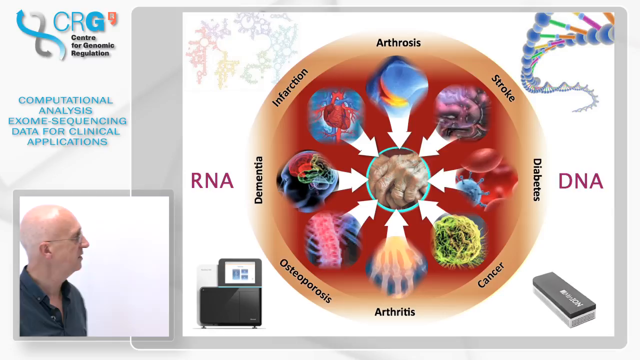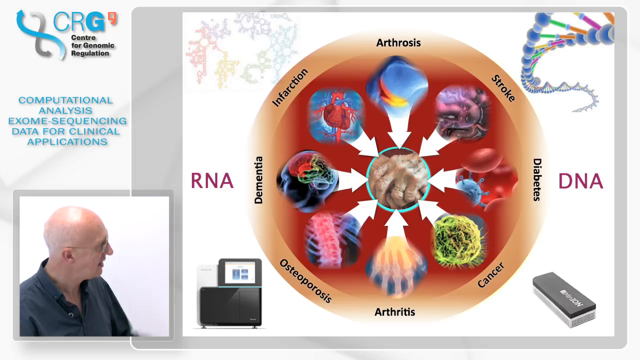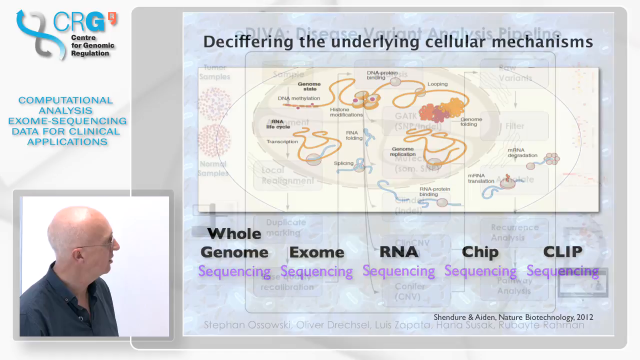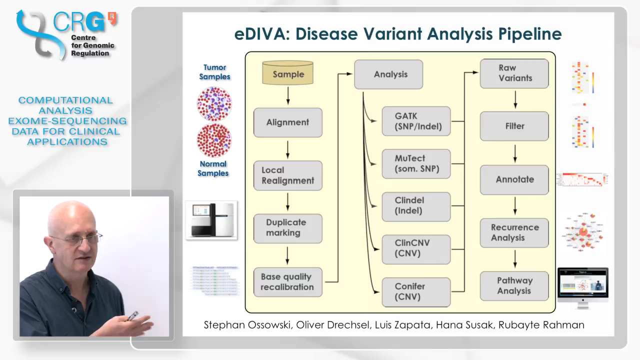There are cases that are unsolved, and then likely we will need the convergence of different types of experiments. So it's sequencing, sequencing, sequencing, and sequencing of different types of genetic material from the individuals. And of course, exome is the topic of this course, but we are moving very quickly towards genome sequencing, and there are many other types of sequencing that are providing very good information about many aspects of the biology of the cell. So I think that you have likely seen this slide or something similar to this.